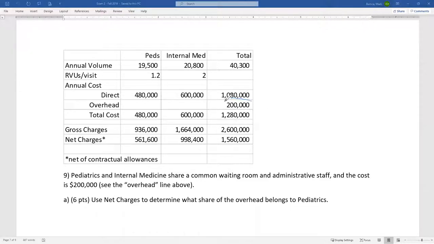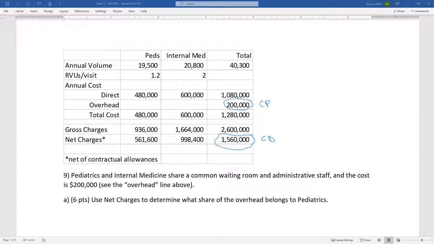This is our cost pool. This is going to be our cost driver. We're going to divide our cost pool by our cost driver. That'll give us our allocation rate, our allocation of overhead per dollar of net charges. To get the amount that goes to pediatrics, we'll do 200 divided by 1.56 times 561, and that will tell us how much to allocate to pediatrics.